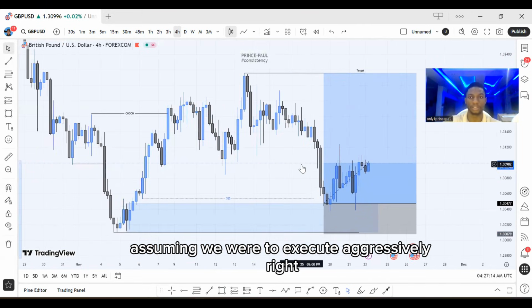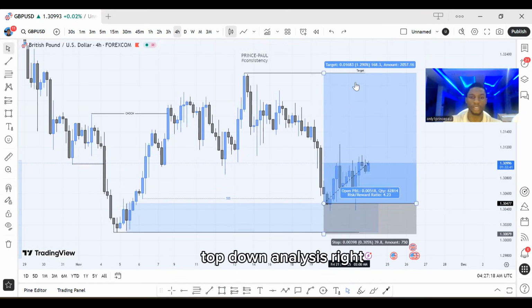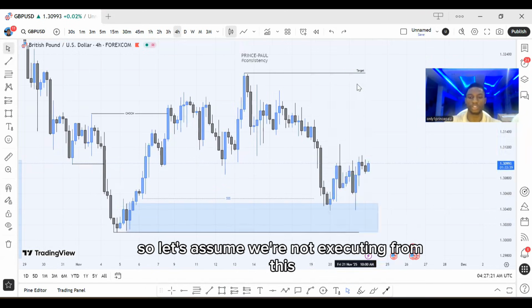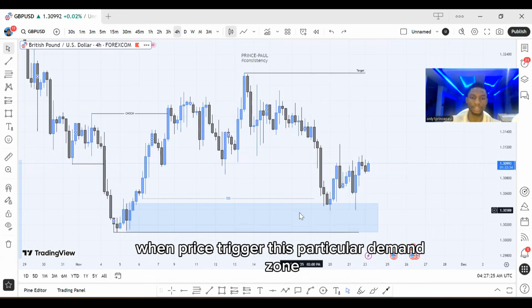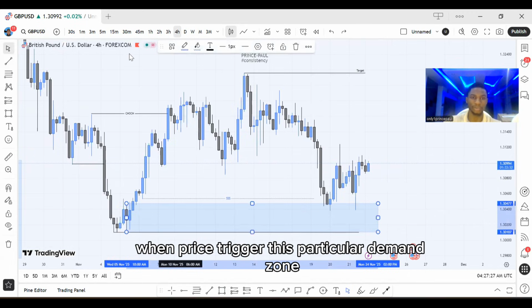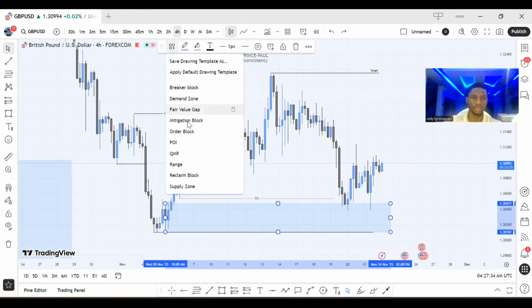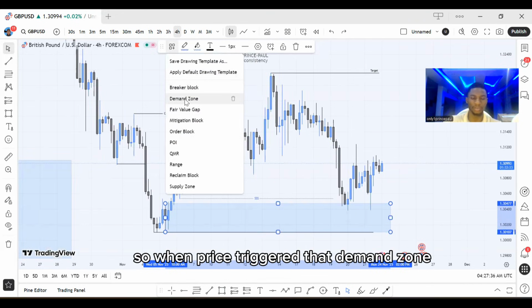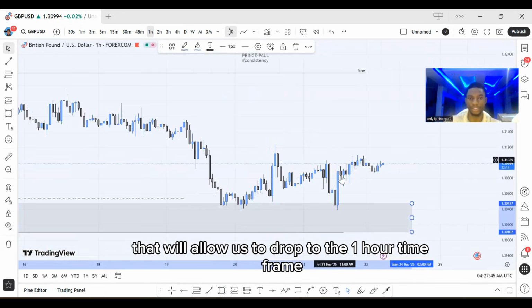This will be the trade on the 4 hour time frame, assuming we were to execute aggressively, right? But we are still going to be going with the top-down analysis. So let's assume we're not executing from this. We're going to drop down to the 1 hour time frame. When price triggers this particular demand zone, because that is a demand zone, we want to see a confirmation, right? We want to get a confirmation and that will warrant us to drop to the 1 hour time frame.